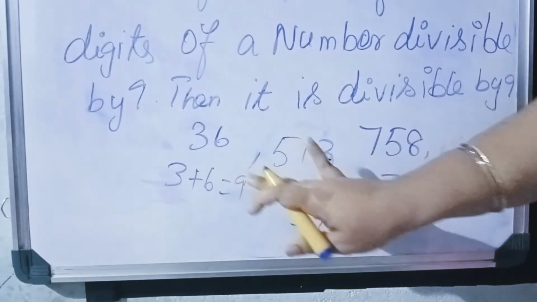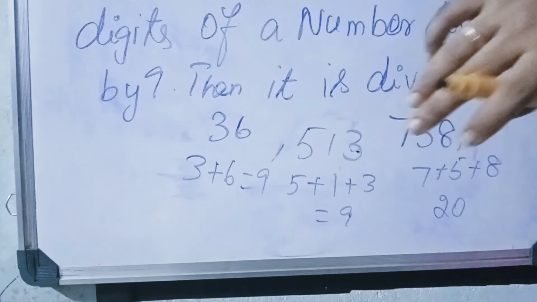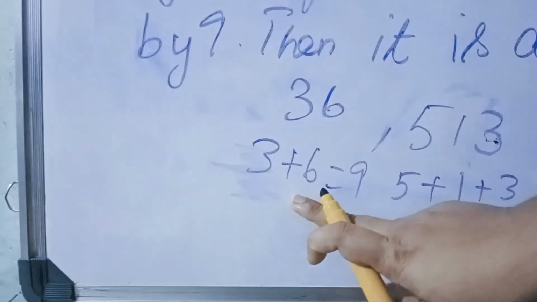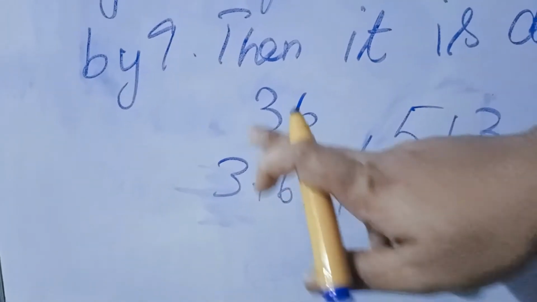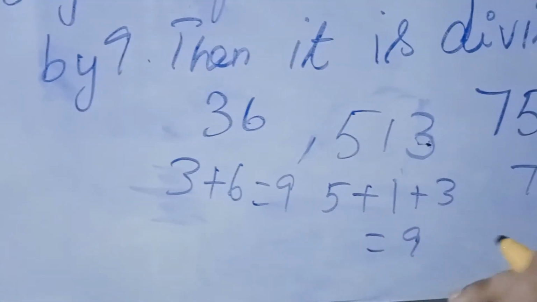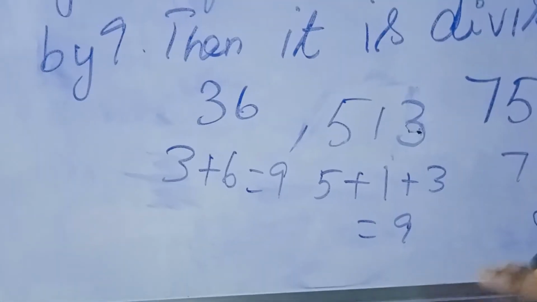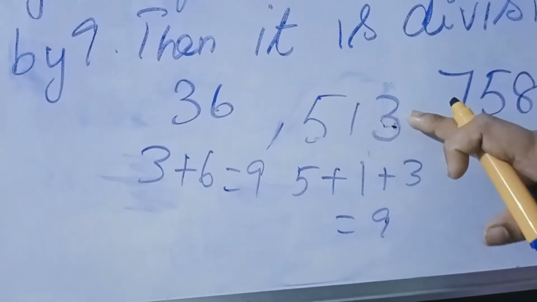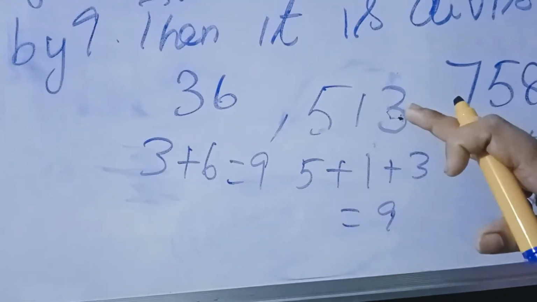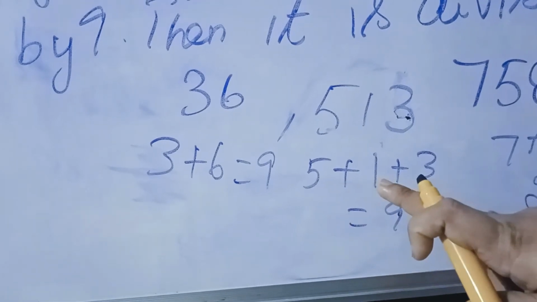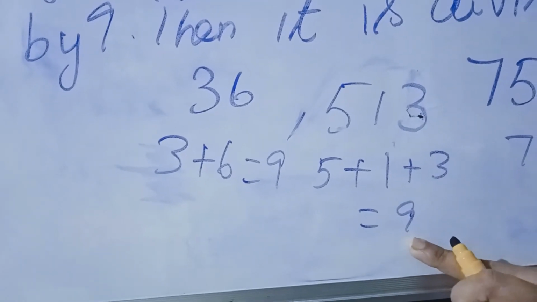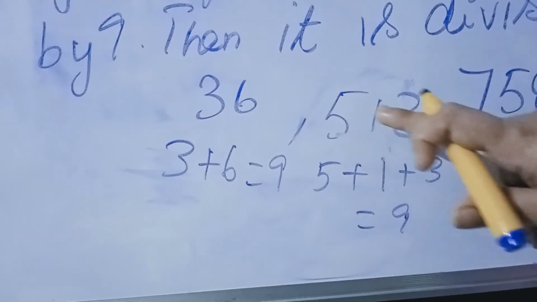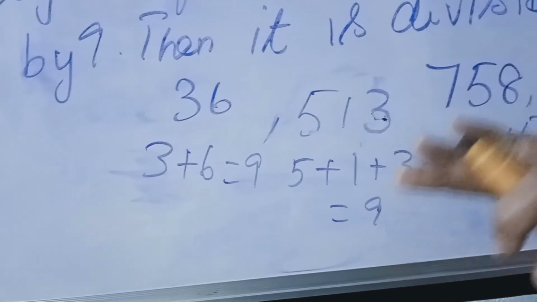Now 36 is here. You have to add these numbers. 3 plus 6 equals 9. Yes, it is divisible by 9. So 36 is divisible by 9. Now we are going to check 513. We have to add these numbers. 5 plus 1 plus 3 is equal to 9. Yes, it is divisible by 9. So 513 is divisible by 9.